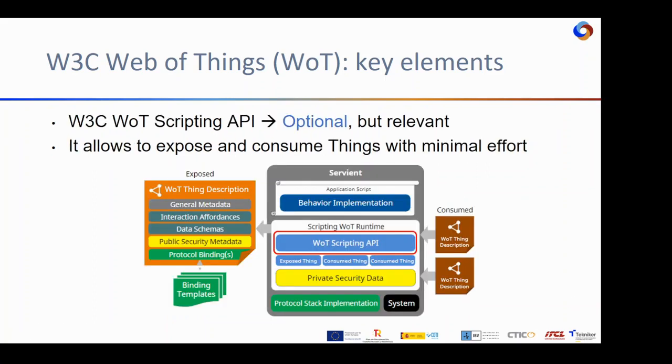Another crucial element is the W3C WoT scripting API, an optional yet core component within the WoT ecosystem. It is part of the servant and plays a significant role by enabling developers to easily expose and interact with things, reducing the required effort. This API is commonly employed within gateways or browsers capable of running a WoT runtime and managing scripts, offering a user-friendly method for expanding support for WoT to emerging endpoint varieties and developing WoT applications.